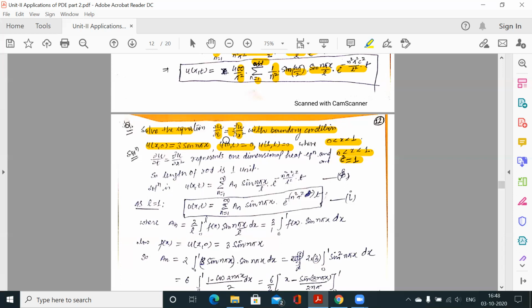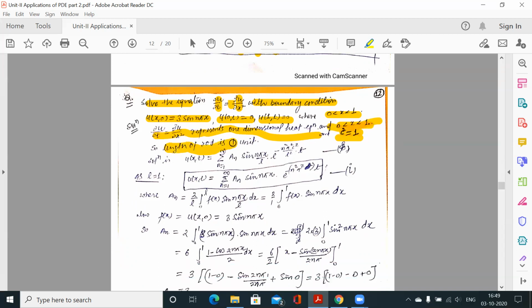So this represents the one dimensional heat equation where c square is 1, length of bar or rod is 1, and these are the same boundary conditions, and this is the initial temperature. u(x,0) means f(x), 3 sine n pi x. So this represents a one dimensional heat equation where x is between 0 and 1, c square is 1, so the length of the rod is 1 unit. So the solution is this, where we have to find out the a_n value. Because L is 1, the solution is u(x,t) is equal to summation a_n sine n pi x by L.